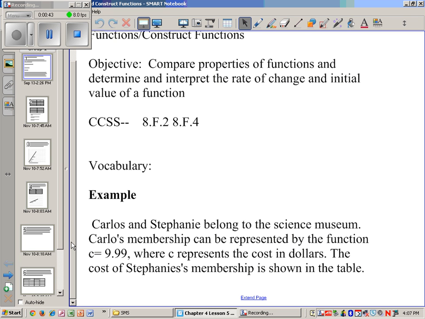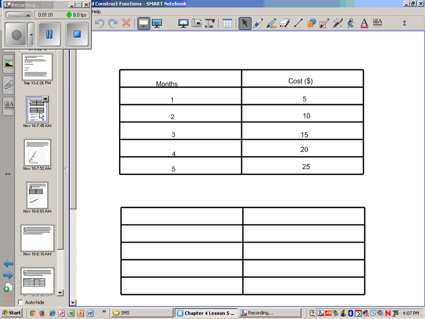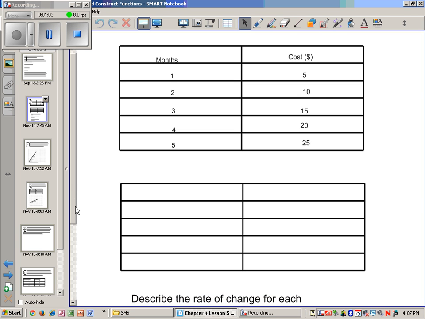Okay, our first example, Carlos and Stephanie belong to the Science Museum. Carlos' membership can be represented by the function C equals $9.99, where C represents the cost in dollars. The cost of Stephanie's membership is shown in the table below. Okay, Stephanie's is represented by this one. This is Stephanie's. This is going to be Carlos. We're going to fill in Carlos's membership.